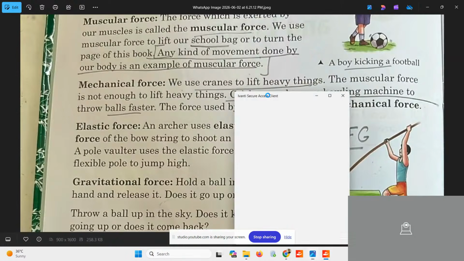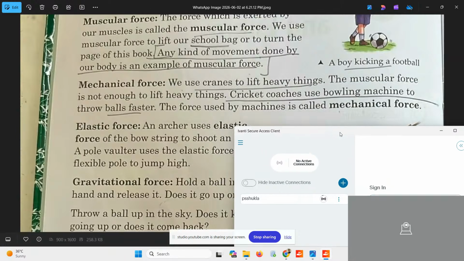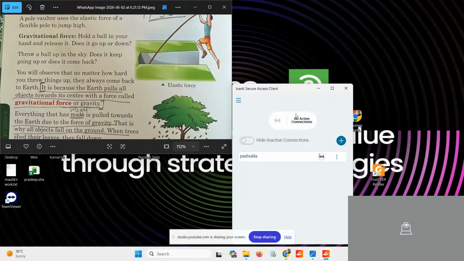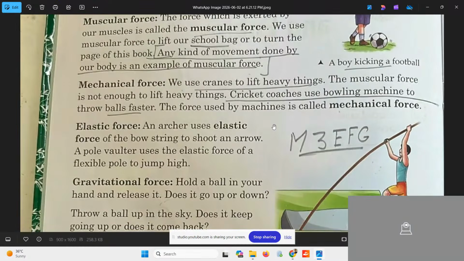Cricket coaches use what? They use the bowling machine to throw the ball to the batsman. The cricket coach uses the bowling machine to throw the ball faster. So what kind of force are they using? Mechanical force. What are other examples you can think of for mechanical forces?